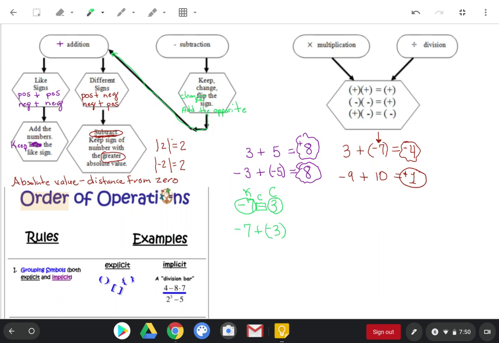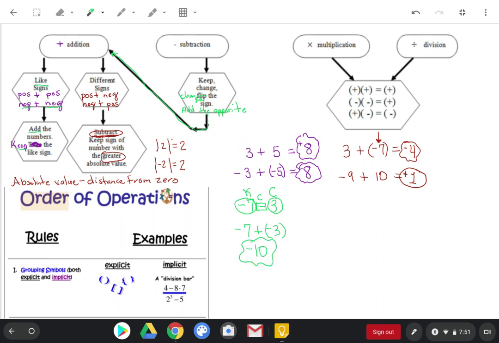Now, notice I have an addition problem where I am adding a negative number to a negative number. According to my rules, if I'm adding a negative number to a negative number, they have like signs. I'm supposed to add those numbers and keep that like sign. So 7 plus 3 is 10, and I have to keep that negative sign. So my answer would be -10.